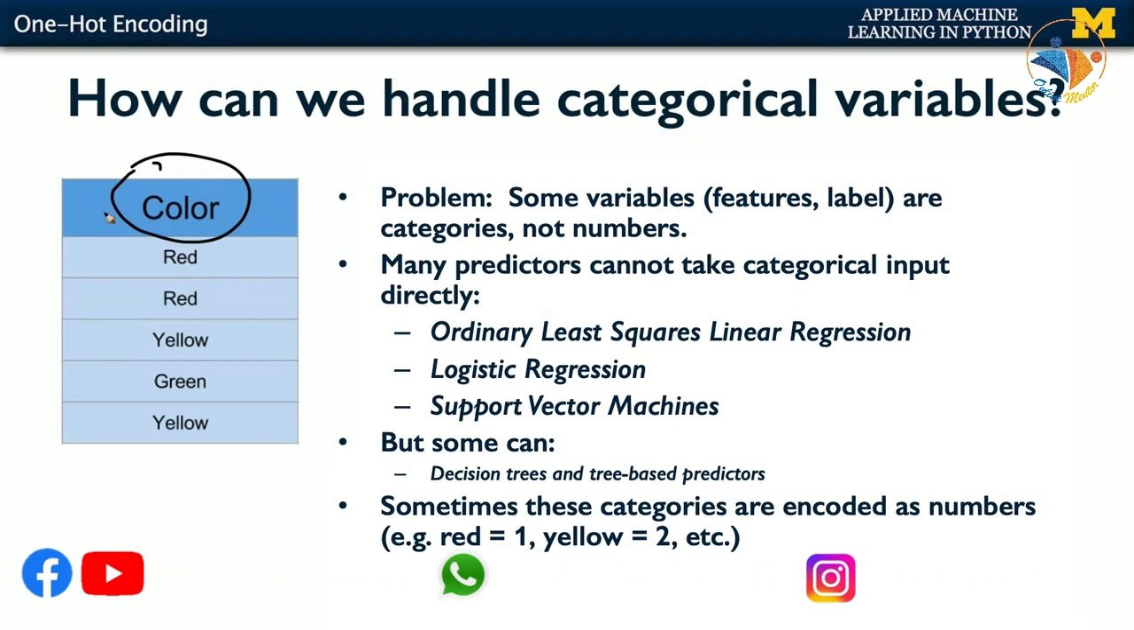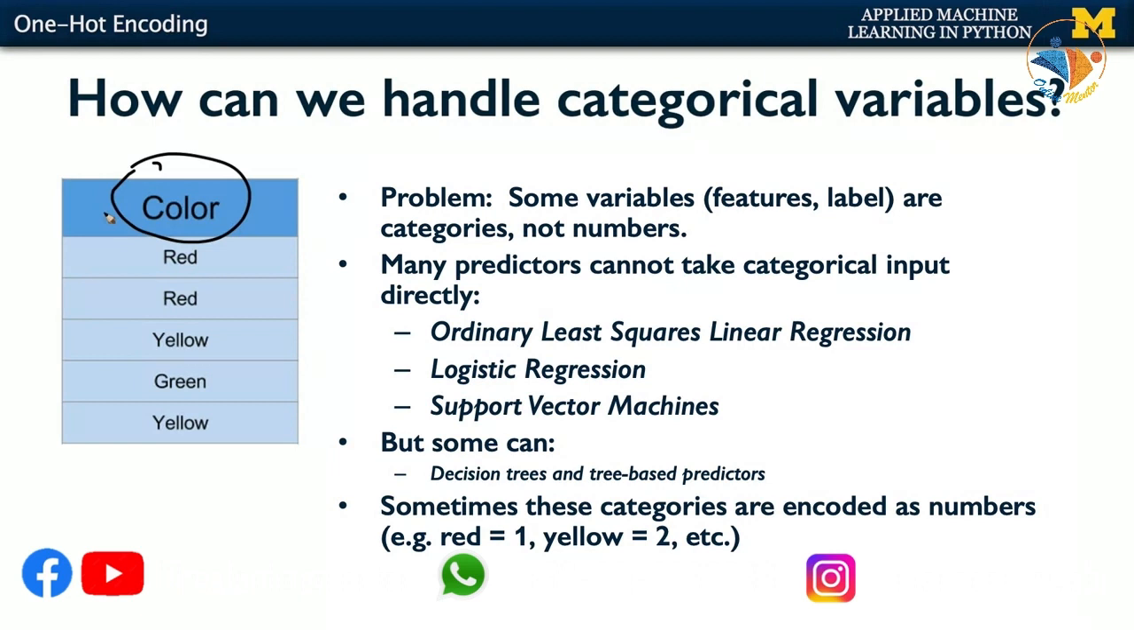And many predictors can't take a categorical input like this directly. So, for example, you can't take your color feature with its red, yellow, and green values and use it directly with linear regression or logistic regression or support vector machines. Some methods can take categorical variables directly, like decision trees and decision tree-based predictors. But you may be faced with a situation where you have to figure out what you need to do to use categorical variables with a prediction method that can't deal with them directly.